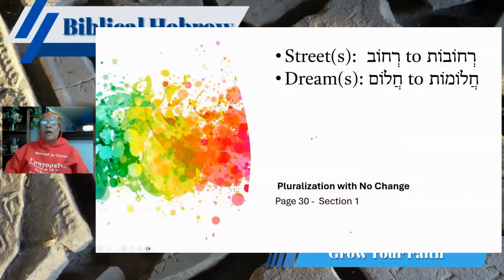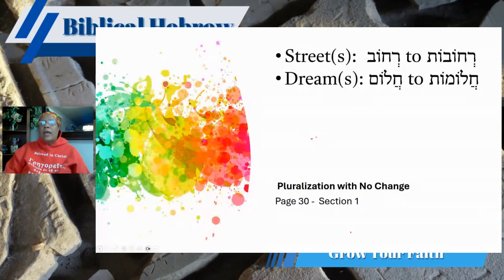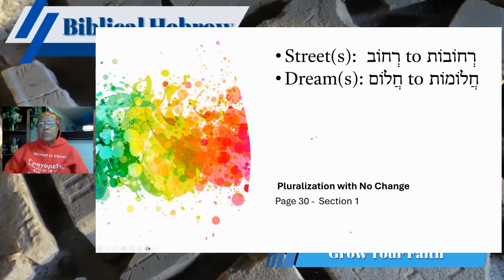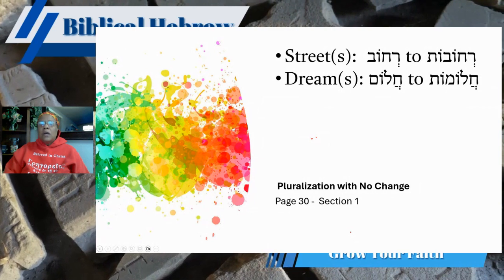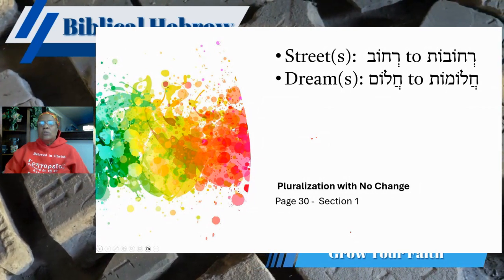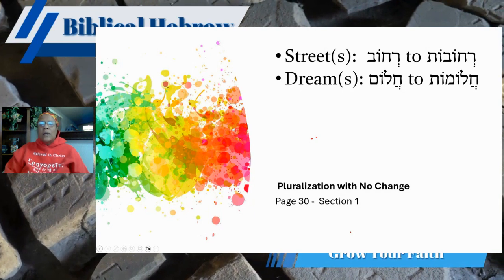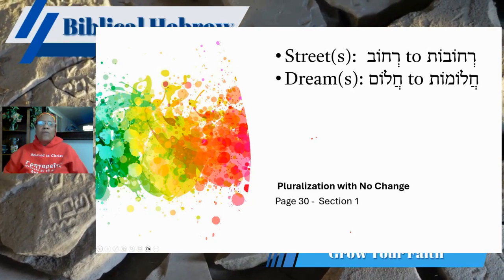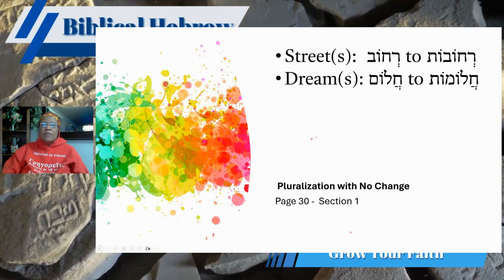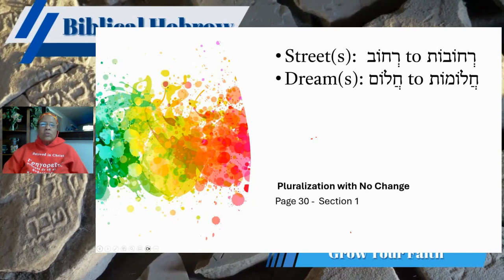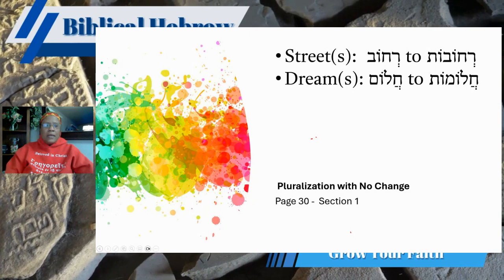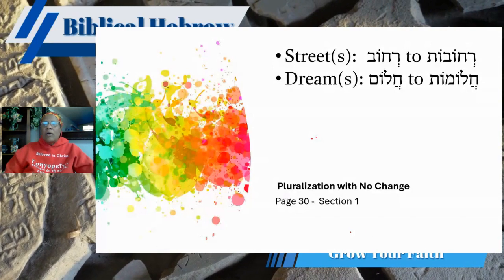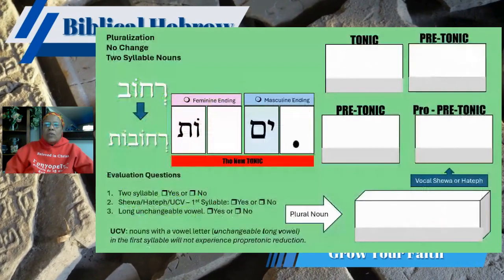So we're going to go from rahov to rahovot. And the next one, we're going to change it for dreams, halom to halomot. Notice that both have plural feminine endings. Both of these words look like they're masculine, but in their plural form, they're going to take a feminine ending. Let's go to the next screen and use our form.